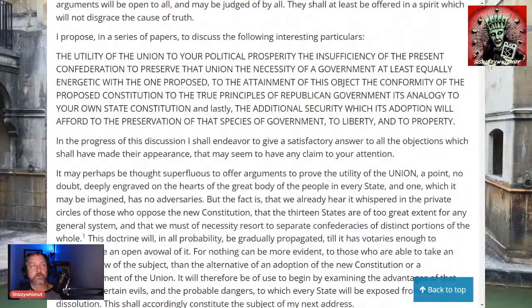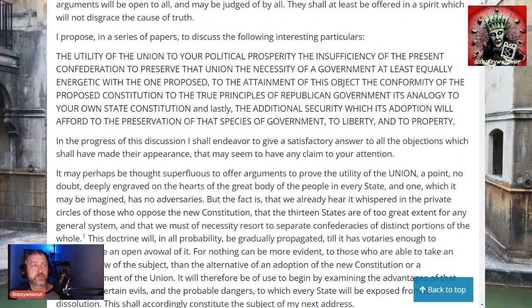I propose in a series of papers to discuss the following interesting particulars. And this is all in caps, so it must be really important. The utility of the Union to your political prosperity, the inefficiency of the present confederation to preserve that Union, the necessity of a government at least equally energetic with one proposed to the attainment of this object, the conformity of the proposed Constitution to the true principles of a republican government, its analogy to your own state constitution, and lastly, the additional security which its adoption will afford to the preservation of that species of government, to liberty and to property.